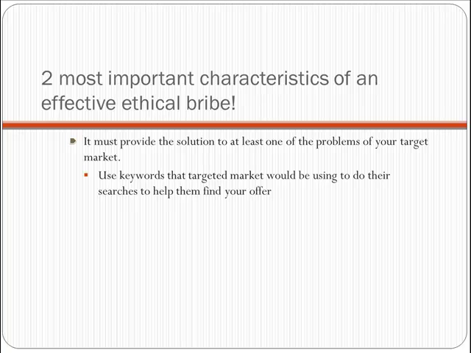Now, the two most important characteristics of an effective ethical bribe are: it must provide the solution to at least one of the problems of your target market. So you're going to have to do some research and know the problems. Your ethical bribe, to be effective, has to at least solve one problem of your target market. Use keywords that your target market would be using to do their searches to help them find your offer. So you can use those keywords in the domain names, in the content, in your SEO to get them there, because they're going to be typing in certain keywords, and you need to use the Google Keyword Tool basically to find out what kind of keywords they're searching for, and to get them to your product. So use keywords to do that.